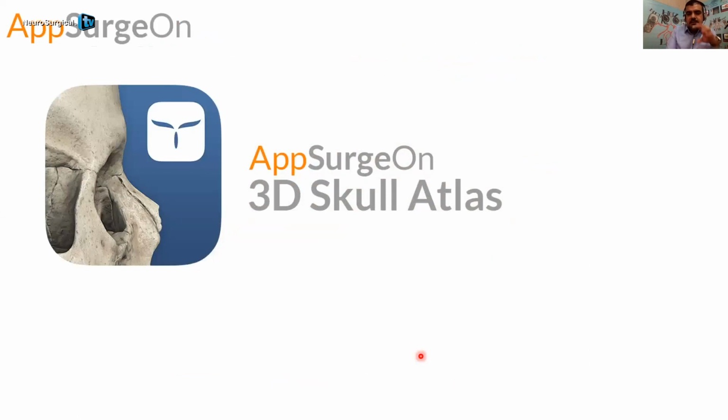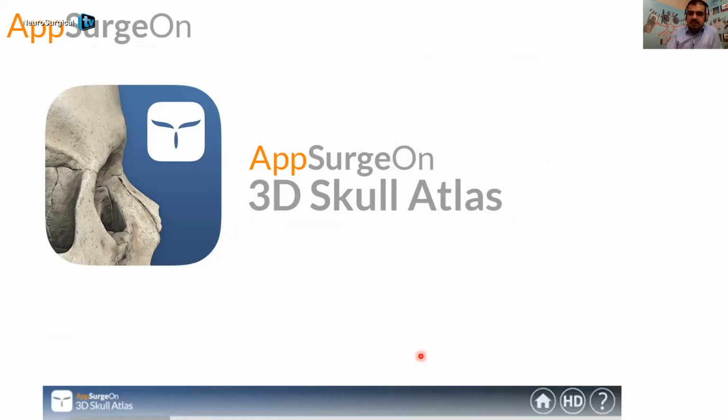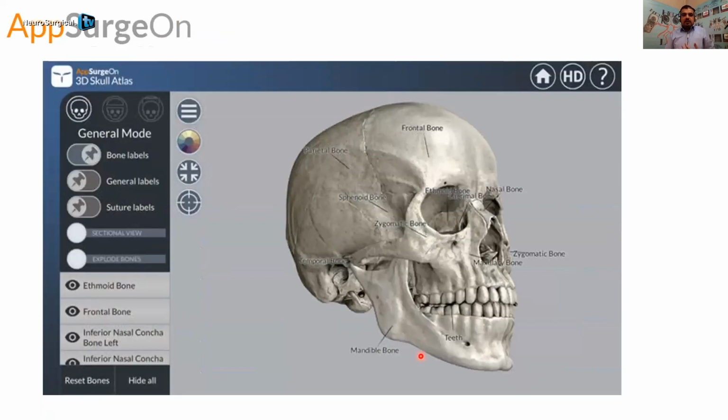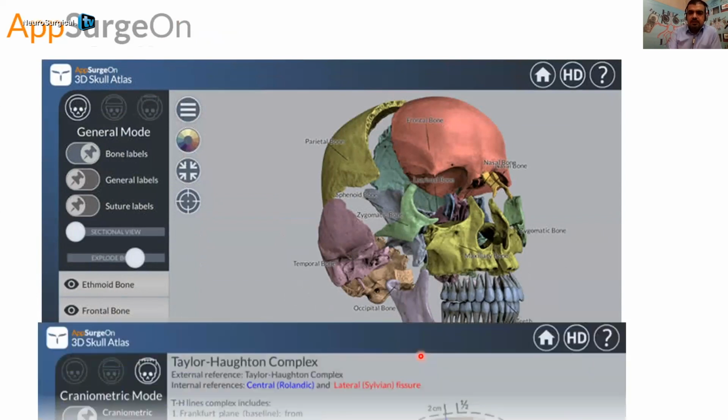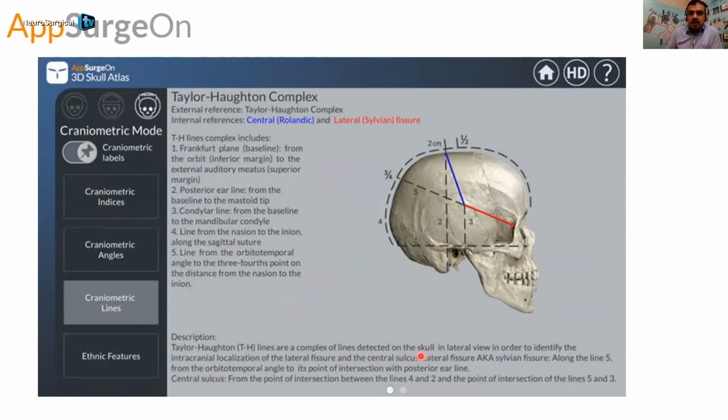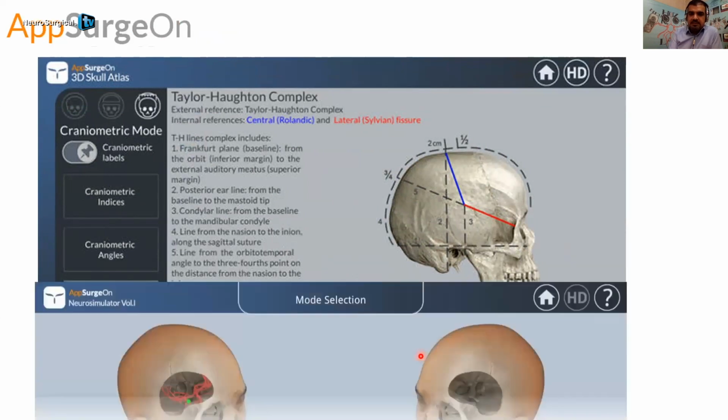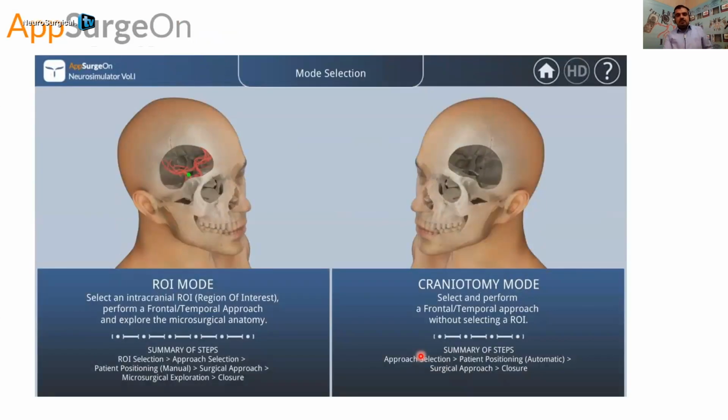But for the skull, if I am advising a medical student interested in neurosurgery or a neurosurgery resident, please study the skull using this illustrative app. It's a free app and it's very useful, with all the detail, with all the bones separated. You can study each bone alone and get into the cranial cavity. Even the Taylor-Haughton lines are demonstrated in scientific detail. And they also put out some new applications from Upsurgeon, as a simulator.